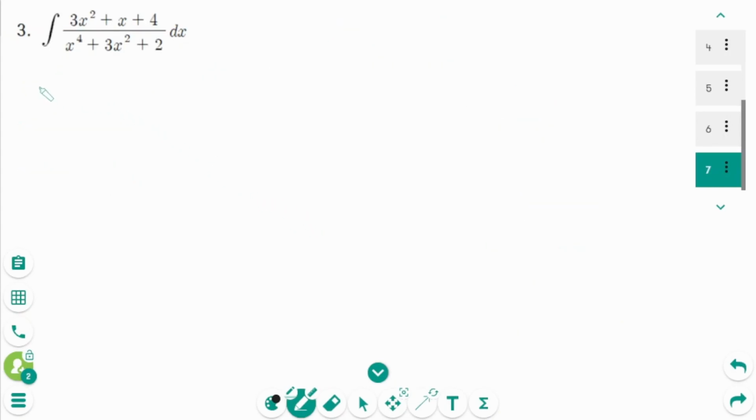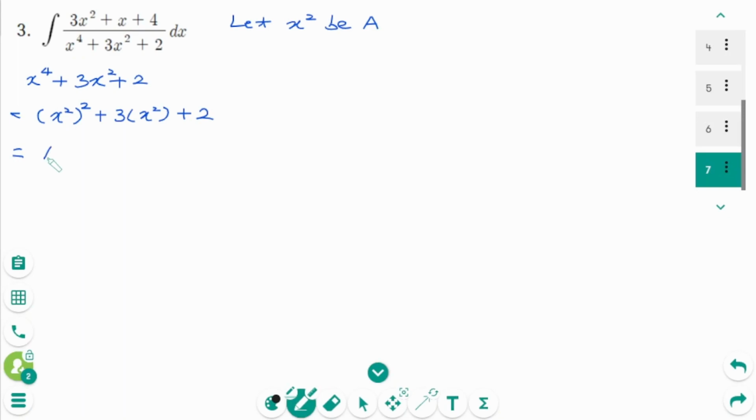This is the last one. We have to factor the denominator. x to the power of 4 plus 3x squared plus 2 equals, we can rewrite as x squared, then squared, plus 3 times x squared plus 2 equals, let x squared be a, then a squared plus 3a plus 2. We can factor a plus 1 times a plus 2.